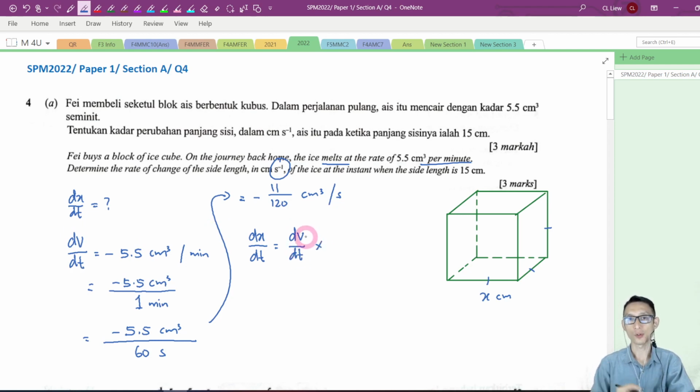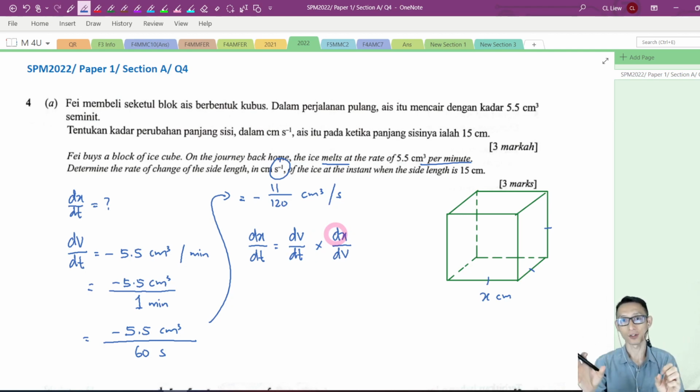Then we are going to use the chain rule to help us get what we want, which is dx/dt. So try to think, what should I multiply here so that I will get dx/dt? Okay, I need dx/dV, right? So that I will be able to get dx/dt. From here, dx/dV, we know that we need to have an equation relating the volume and the x, right? So that we can differentiate it.